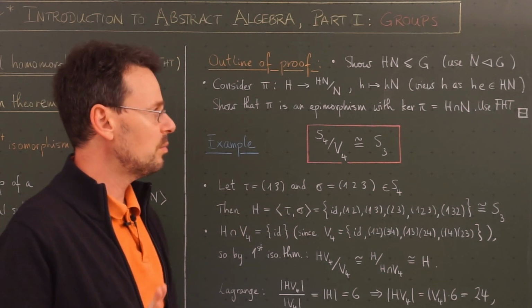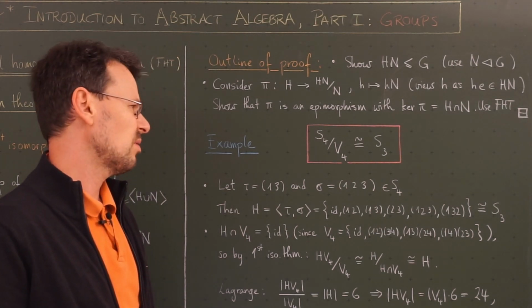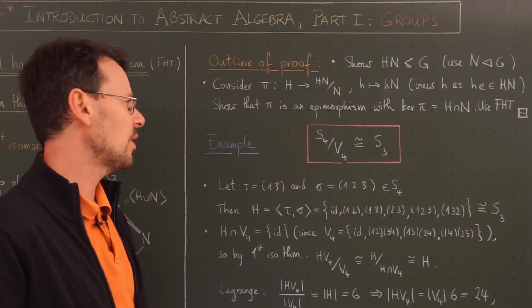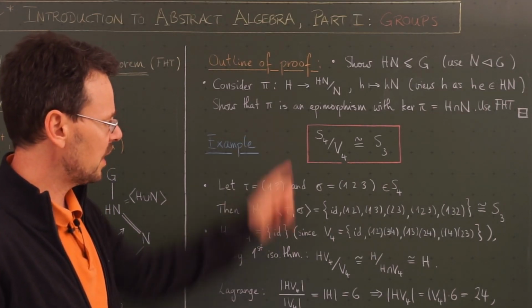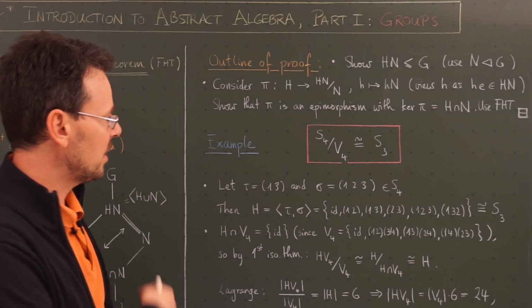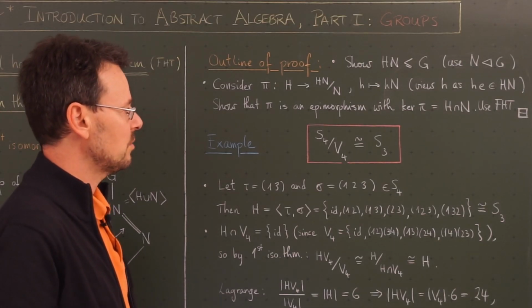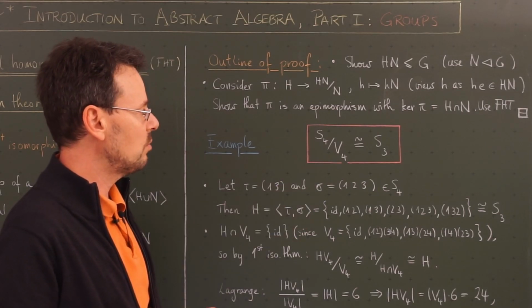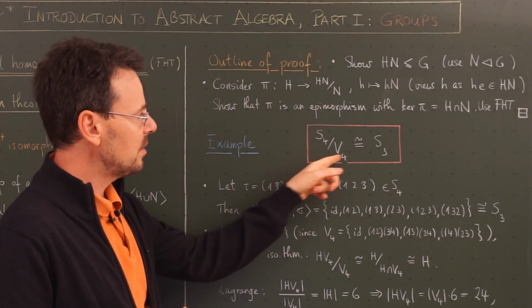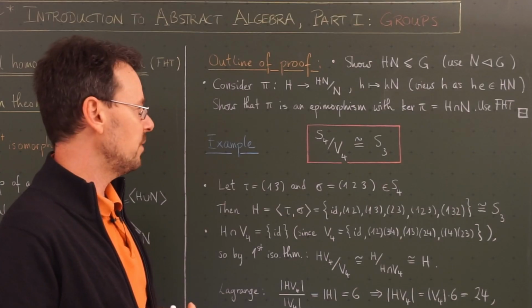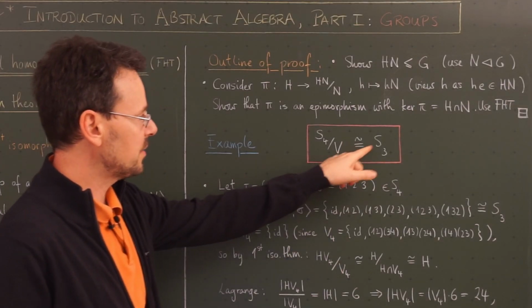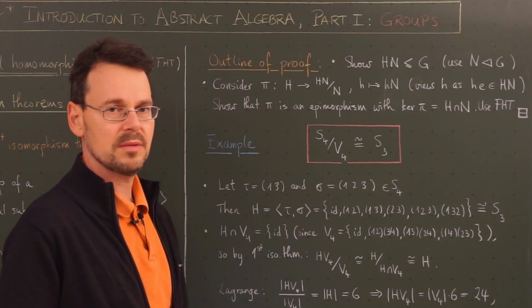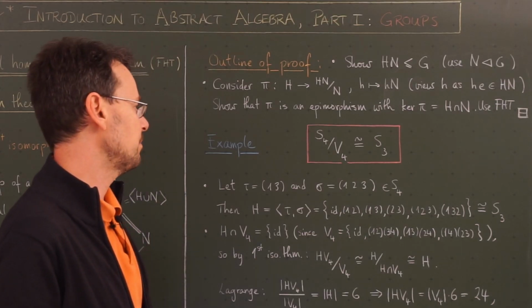Okay, we won't be using that too much or at all in the future, but here's a nice example illustrating the application of the first isomorphism theorem. We prove that S4, the symmetric group on 4 elements, divided by the Klein-4 group, V4, is actually isomorphic to S3, the symmetric group on 3 elements.